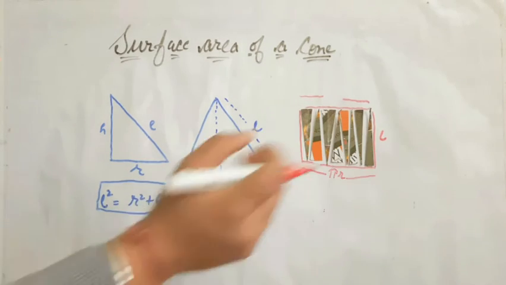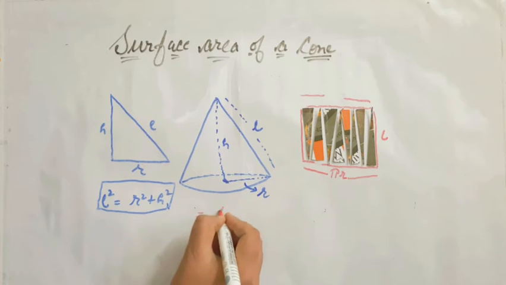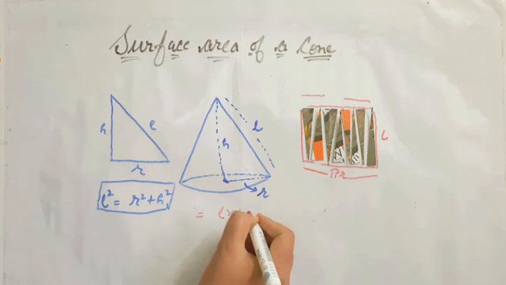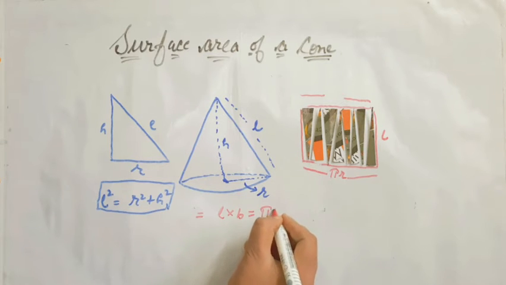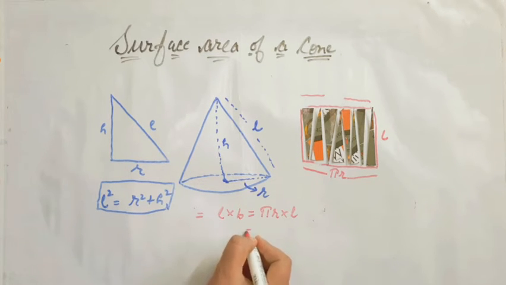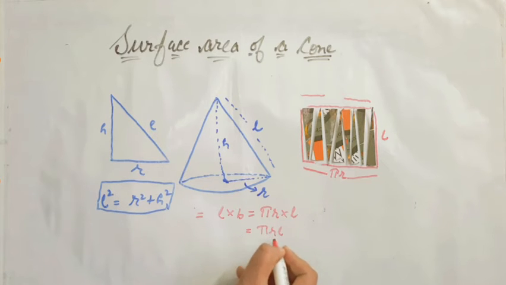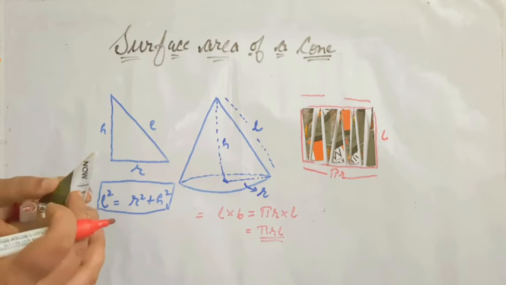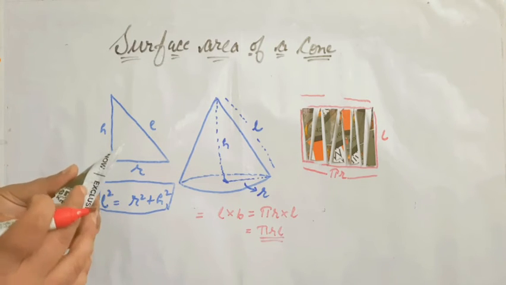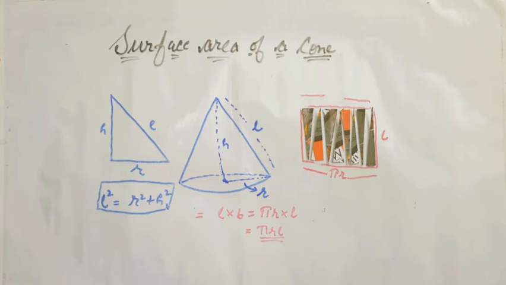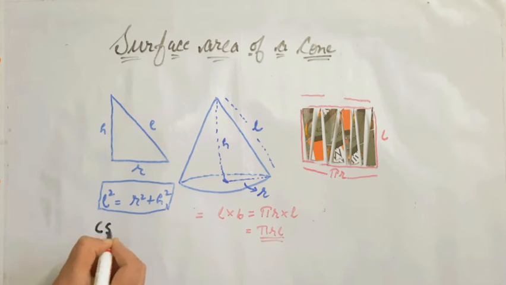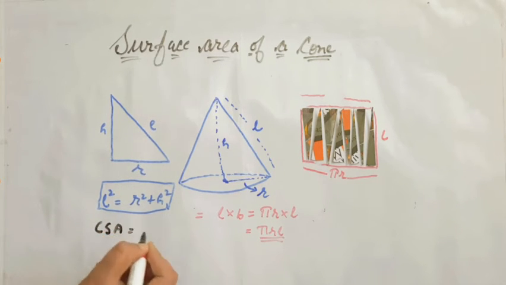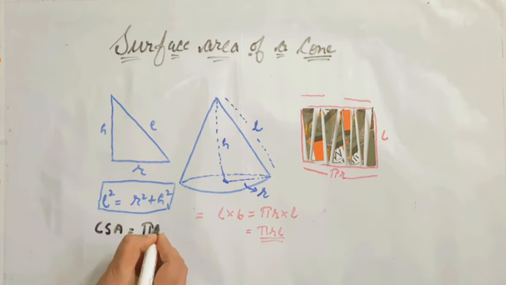Now what will be the area of this rectangle? Area is length multiplied by breadth, which equals pi r multiplied by L, or pi r L. This is the formula for the curved surface, because it is still open from the bottom. So what we got from here is the curved surface area of the cone, which equals pi r L.